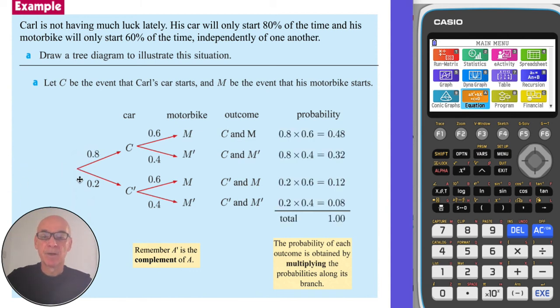Second outcome, 0.8 multiplied by 0.4. Third outcome, 0.2 multiplied by 0.6. And the final outcome, 0.2 multiplied by 0.4. Finally, add up all your probabilities and check that they add up to 1.